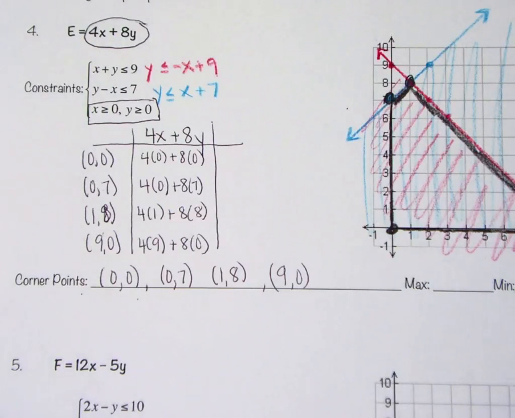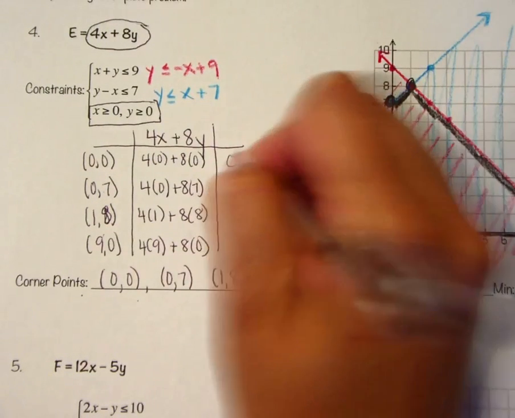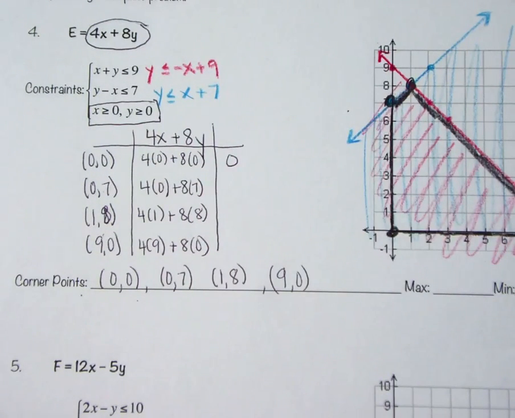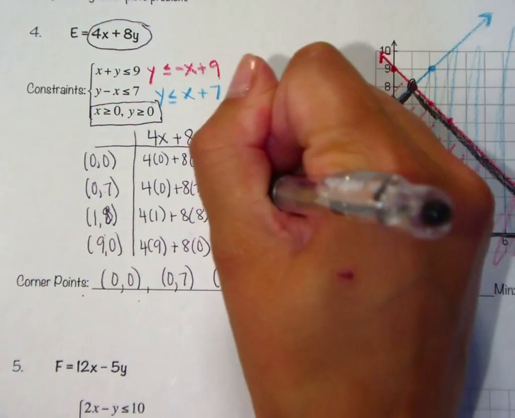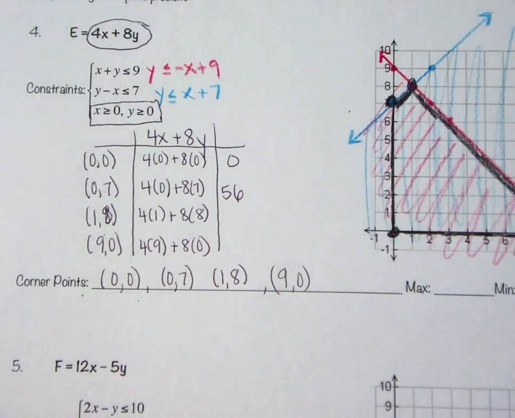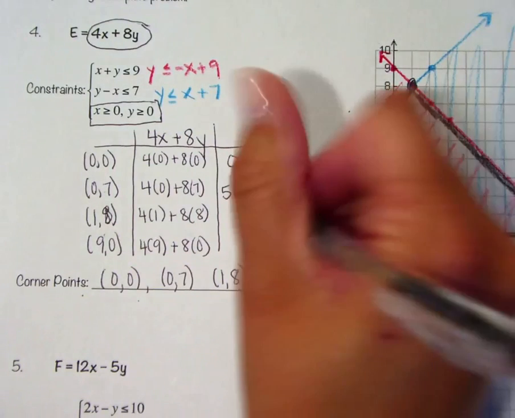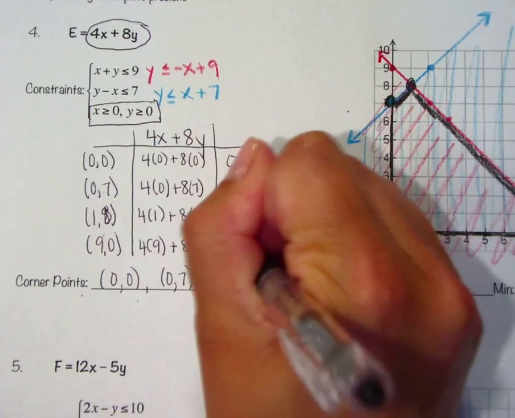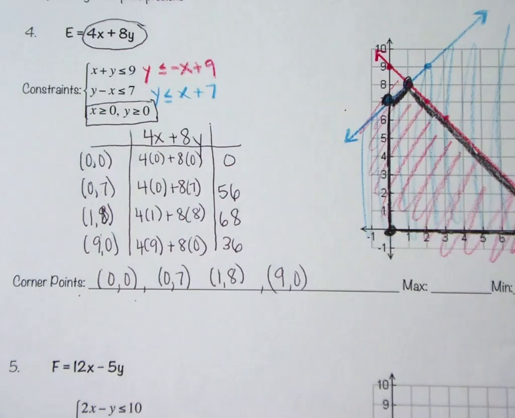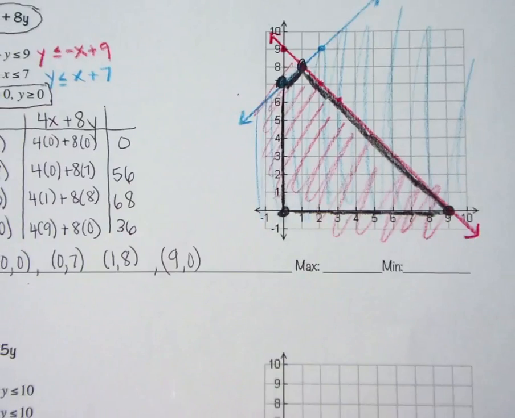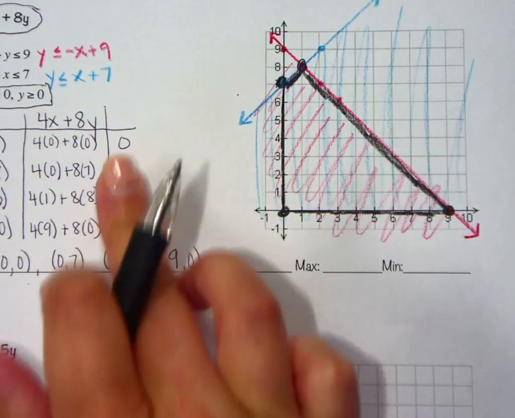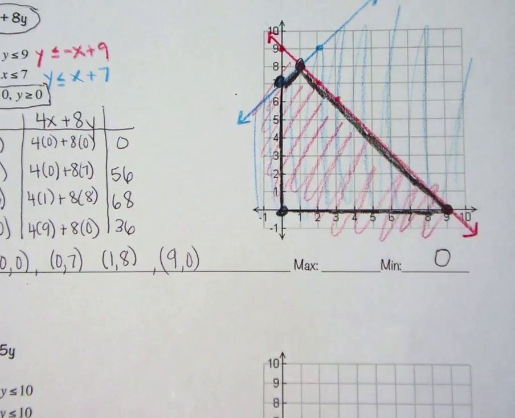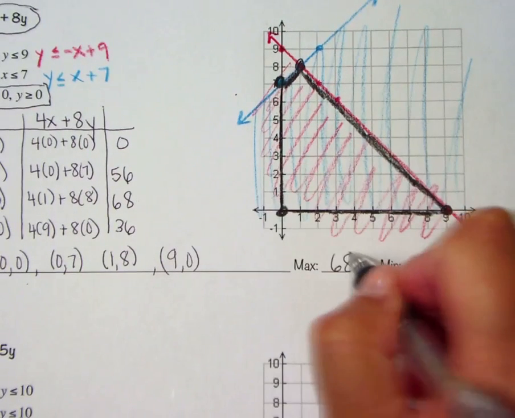Looks good, guys. Emma, what did you get when you plugged in 0, 0? Yep. Erica, what about for 0, 7? 56. Mitchell, when you plugged in 18, what did you get? 68. Okay, very good. And then for 9, 0, we should have 36. Then again, it's just a matter of identifying your smallest and your biggest number. So we see that our minimum value is 0. Our maximum value is 68. All right.